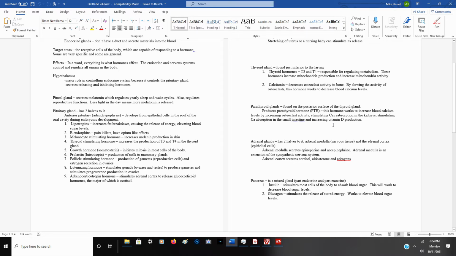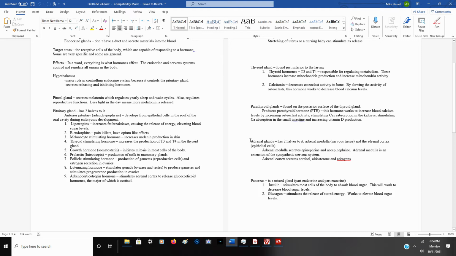And then also increases the production of vitamin D. Vitamin D is a chemical needed for calcium absorption in the small intestine. So everything this chemical is doing is working to raise your blood calcium levels. Right after that, we have the adrenal glands. The adrenal glands, there are 2 of them, and they sit right on top of your kidneys. Look almost like little caps right on top of them.